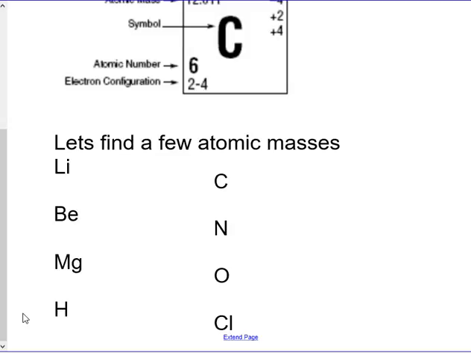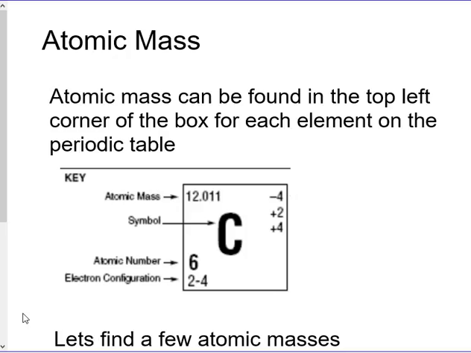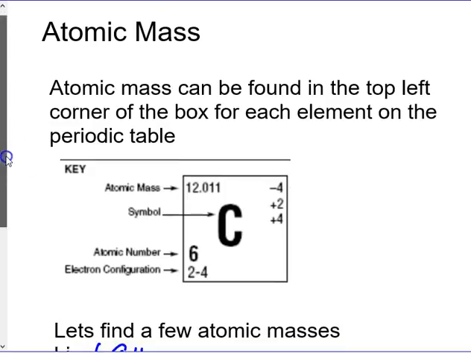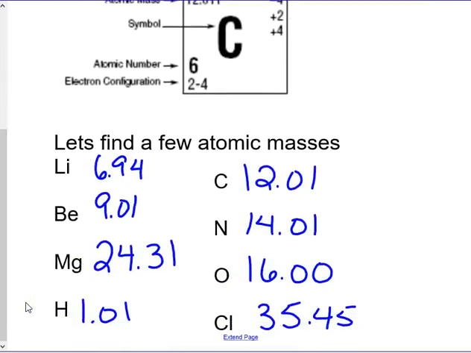All right, now that we're back, I'm going to have you check your answers. Ready? Lithium is going to be 6.94, beryllium 9.01, magnesium is 24.31, hydrogen is 1.01, carbon 12.01, nitrogen 14.01, oxygen 16.00, and chlorine 35.45.